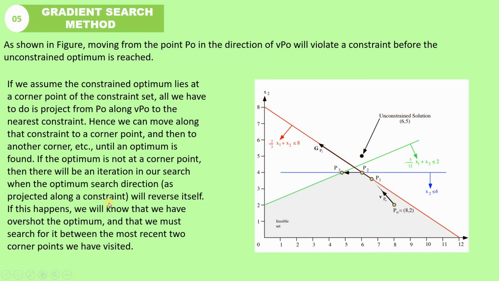If this happens, we will know that we have overshot the optimum, and we must search for it between the two most recent corner points we have visited.